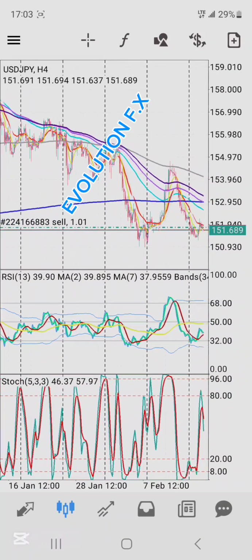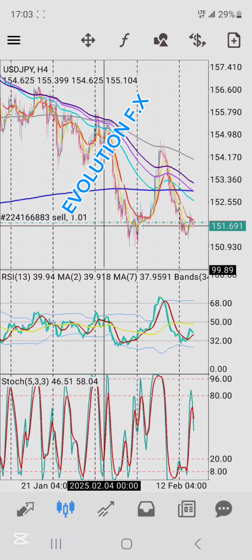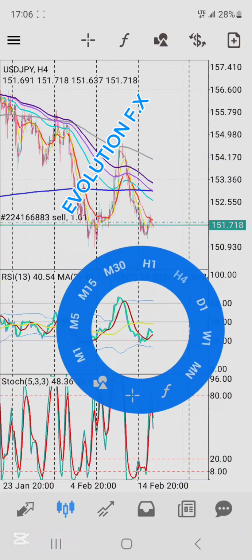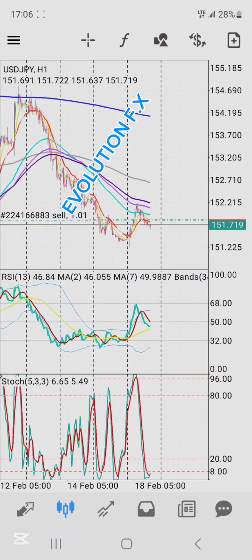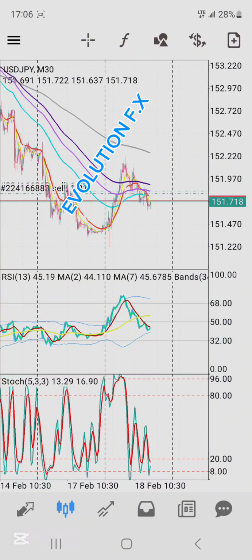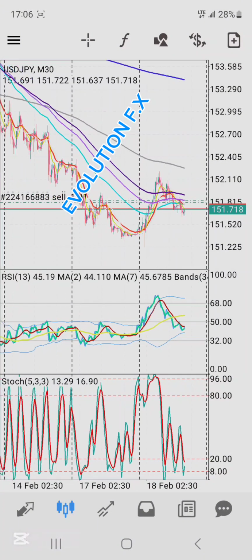Then if you come over here, there was a 200 cross again, implying that price was locked in. So for our matter, when we went to the H1 and M30, we had to take the sell. Reason being, we are in the downtrend.